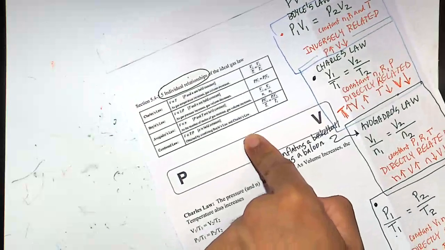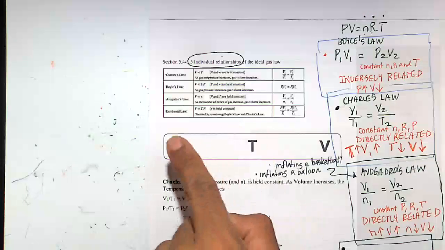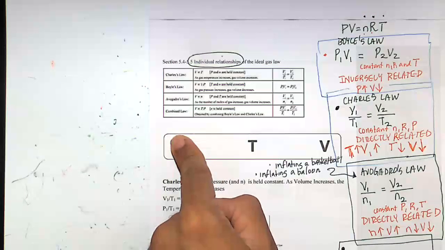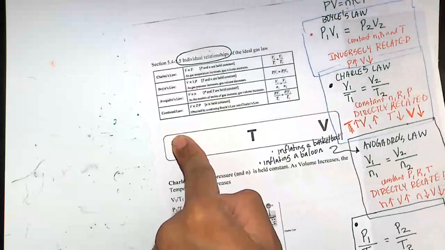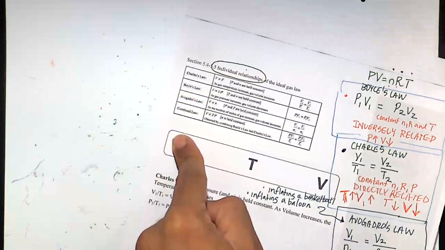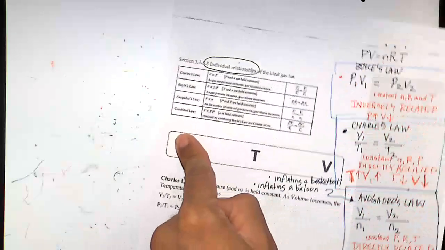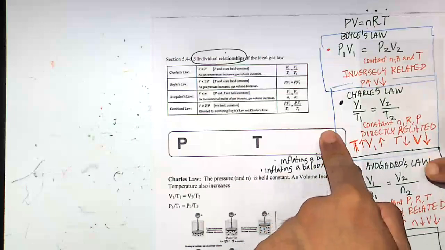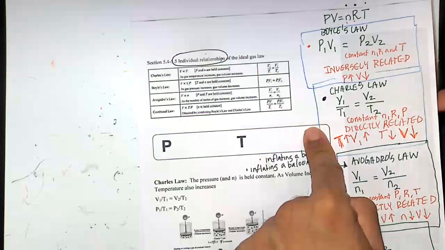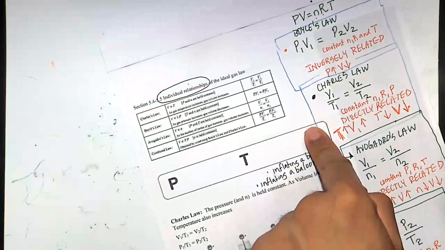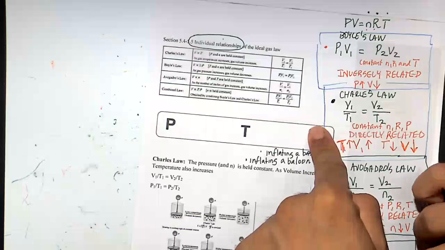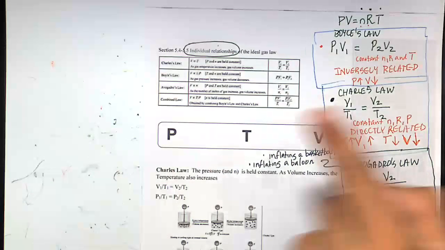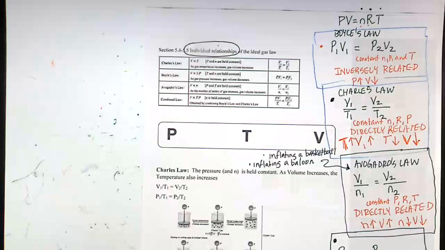If I lower the pressure, what happens? Volume goes up. If I keep the pressure constant and I raise the temperature, what happens to the volume? Goes up. And if I lower the temperature, what happens to the volume? It's going to go down. If I keep the volume constant, don't change the volume, and I increase the temperature, what happens to the pressure? Goes up. If I decrease the temperature, what happens to the pressure? Goes down. So just keep one of the three constant.